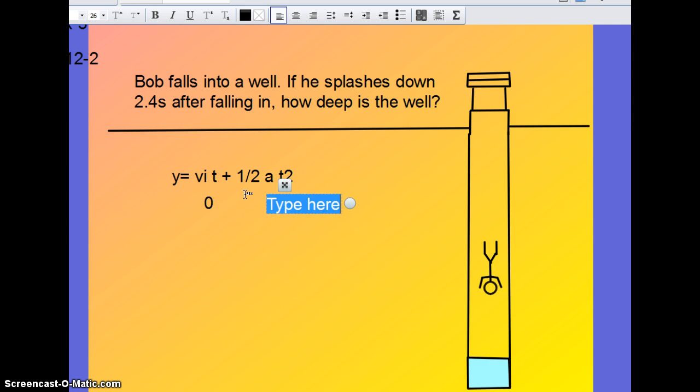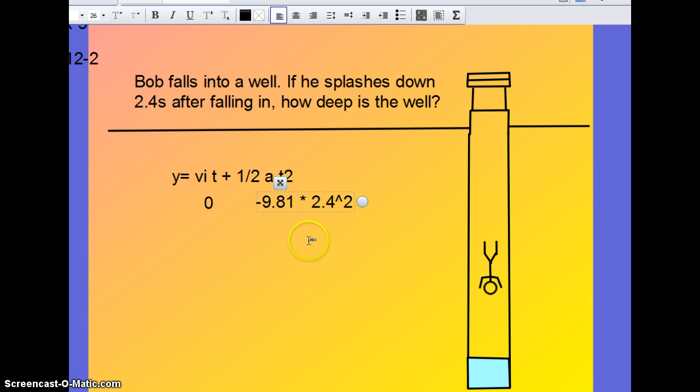Knowing this, if Bob's falling in, we have to then recognize that vi is 0. A is going to be our negative 9.81 meters per square second. We're going to just kind of ignore the whole units for this exercise. And of course we have to multiply that by the time squared. So 2.4 seconds, and that gets squared.